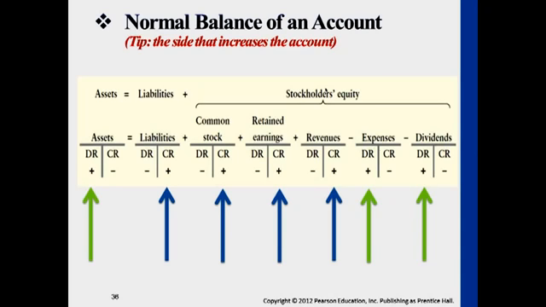Okay, liabilities, common stock, retained earnings, revenues, all of these accounts have their normal balance on the right side, the side where the account increases. So at the end, we'll be summarizing the dollar amount after a certain period of time, listed under the right side.